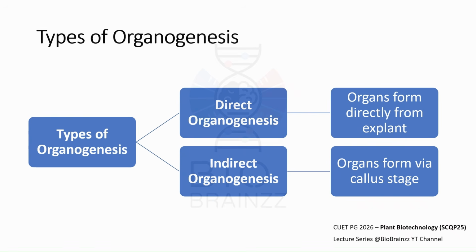There are two major types of organogenesis. First, direct organogenesis. Organs develop directly from the explant tissue without passing through a callus stage, which reduces the chance of genetic variation. Second, indirect organogenesis. A callus is first formed and then differentiates into organs. For CUET-PG, remember, presence of callus indicates indirect organogenesis.